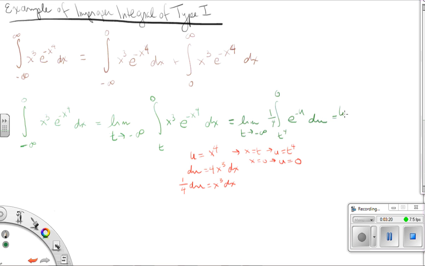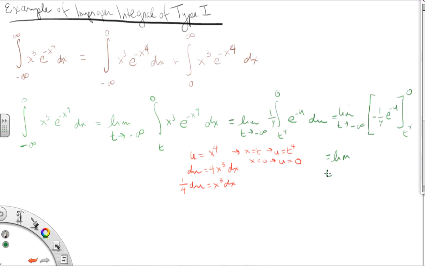which is the limit as t goes to minus infinity of negative 1/4 e to the minus u, evaluated from t to the fourth to 0, which is the limit as t goes to minus infinity of, at 0 I just get e to the 0, which is 1, so I get minus 1/4, and minus and minus is plus, so plus 1/4 e to the negative t to the fourth.